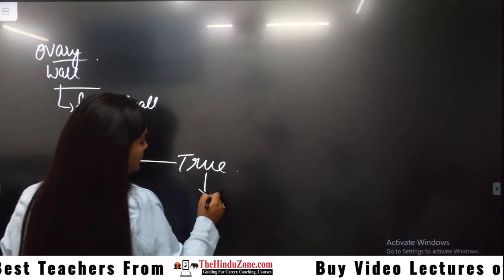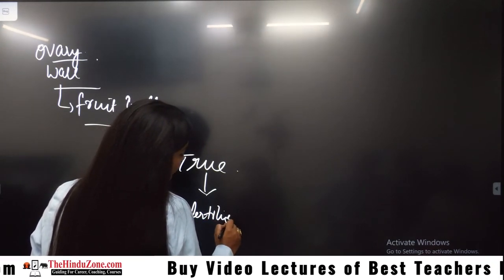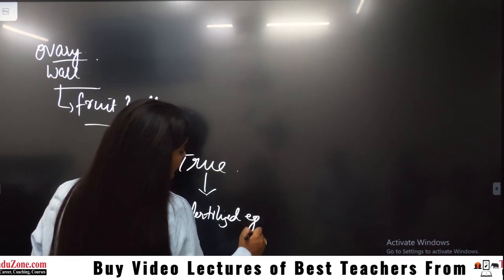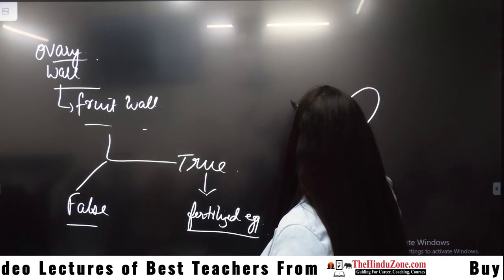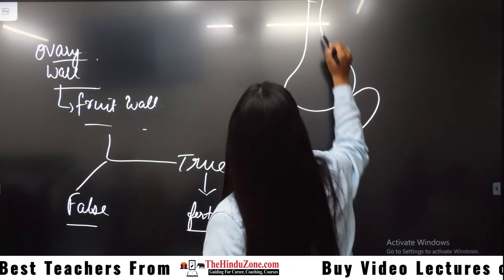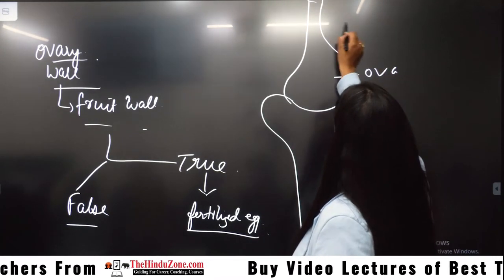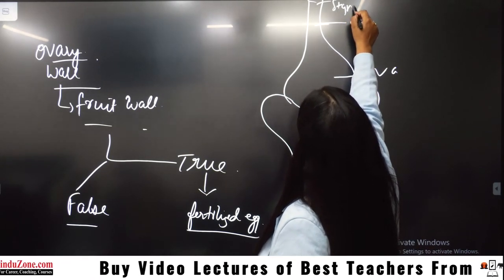True fruit is from the fertilized egg. वापस चले यहाँ पर. A, and this was the part which was like an ovary, and अभी इसकी जरूरत नहीं है. Style and stigma.